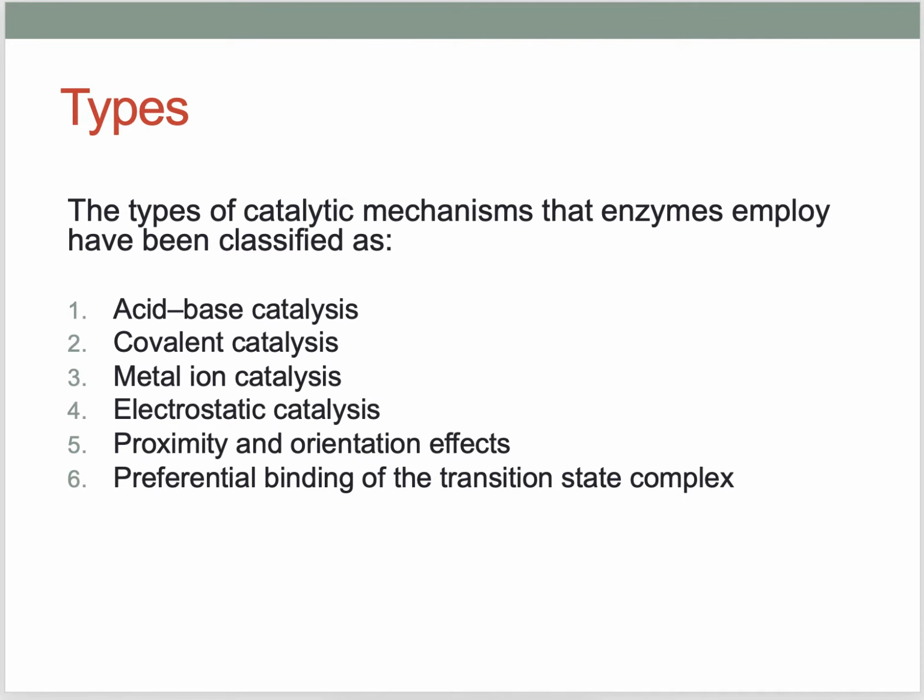And the mechanism by which enzymes do that, they are of different types. So these are the major types by which enzymes exert their activities, like acid base catalysis, covalent catalysis, metal ion catalysis, electrostatic catalysis, proximity and orientation effects, preferential binding of the transition state complex. So these are the types of catalytic mechanisms that enzymes employ. Now from the next slide I will talk about more details about these mechanisms.